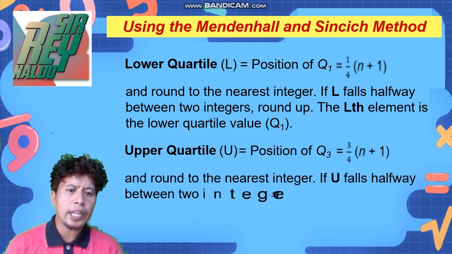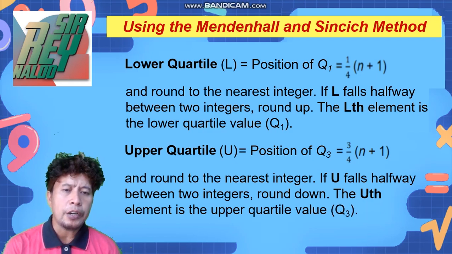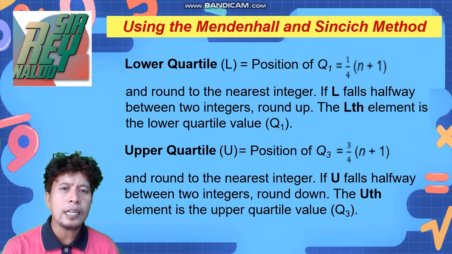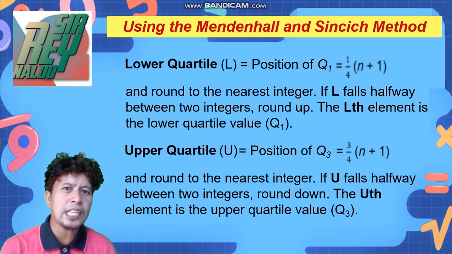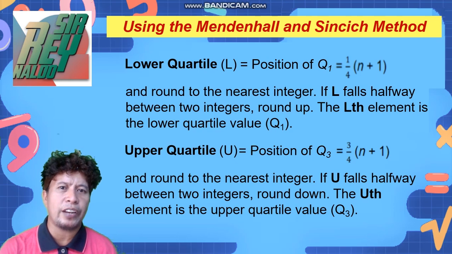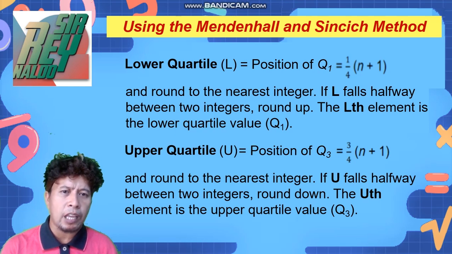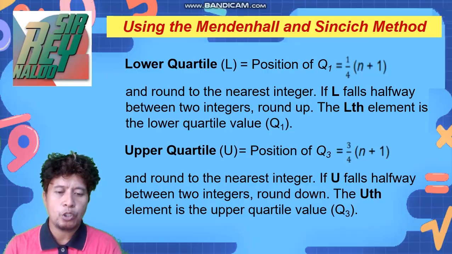Round it to the nearest integer. If U falls halfway between two integers, round down. So kung kanina yung Q1 natin ay round up, ang Q3 naman ay round down. So kahit 6.8 pa yan, magiging 6 na lang siya. Kahit 7.9 pa yan, magiging 7 lang siya kasi round down. So always remember that. Pag quartile 1, round up. Pag quartile 3, round down. So pag quartile 2, just get the median. So yun lang yun.